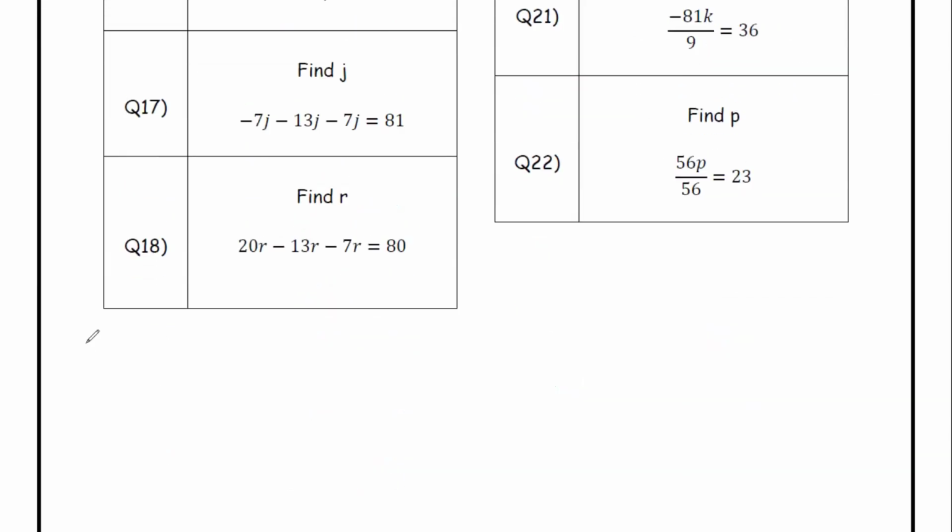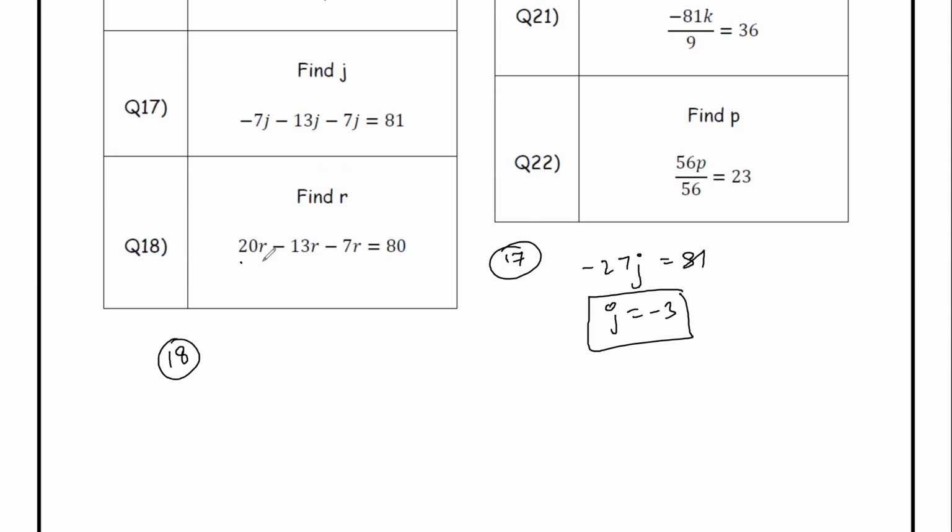17 and 18. I'll solve it here. J. So negative, negative, negative, all are negative. So I got negative 27j is 81. I know 81 is 3 times 27. So j is equal to negative 3.